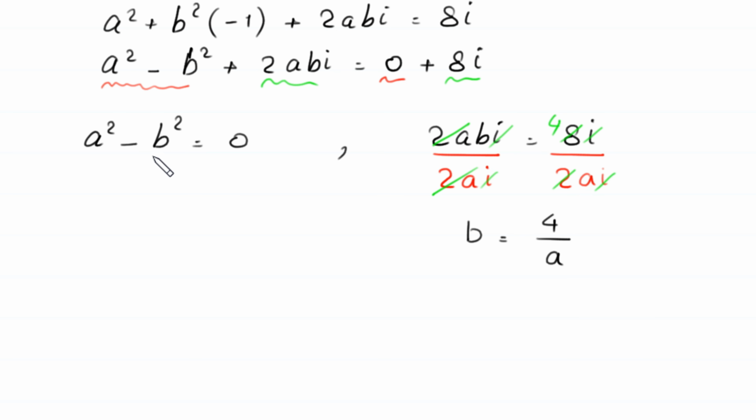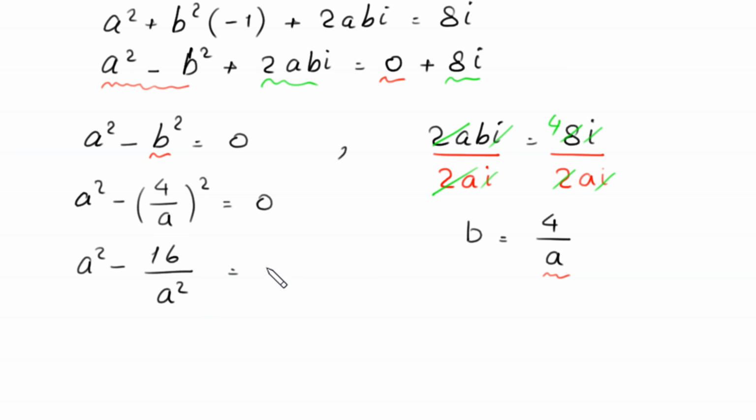Now in this equation we replace this b with this 4 over a. Then this equation will become a squared minus, value of b is 4 over a, this square will come here, is equal to 0. Next, a squared minus 4 squared is 16 divided by a squared is equal to 0. And from this a squared we can write the denominator 1.